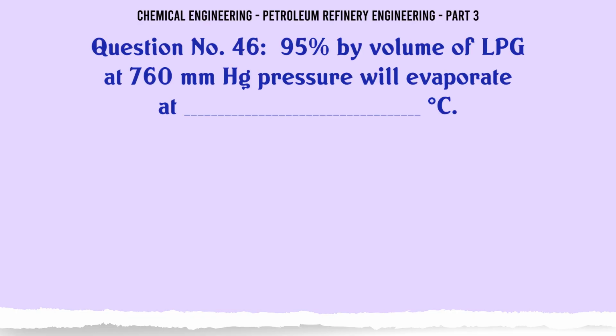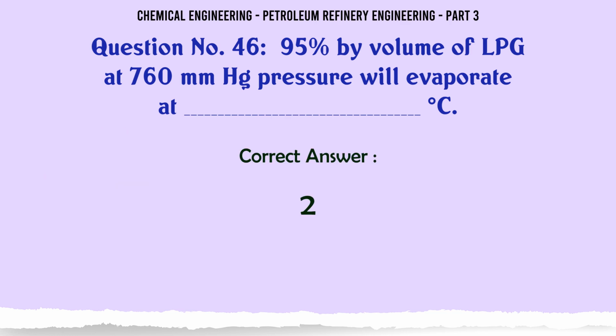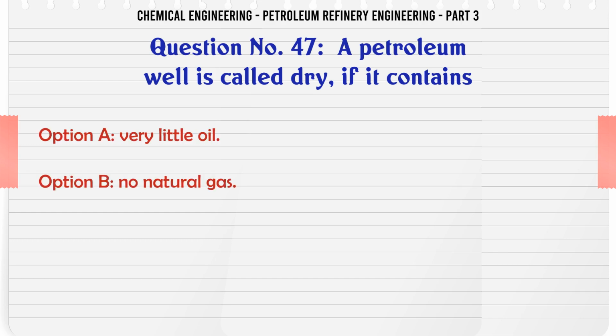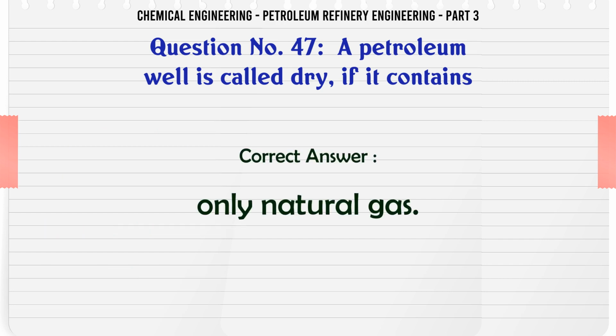95% by volume of LPG at 760 mm Hg pressure will evaporate at, C. A. 2, B. 40, C. 30, D. 55. The correct answer is 2. A petroleum well is called dry if it contains A. very little oil, B. no natural gas, C. only natural gas, D. all A, B, and C. The correct answer is only natural gas.